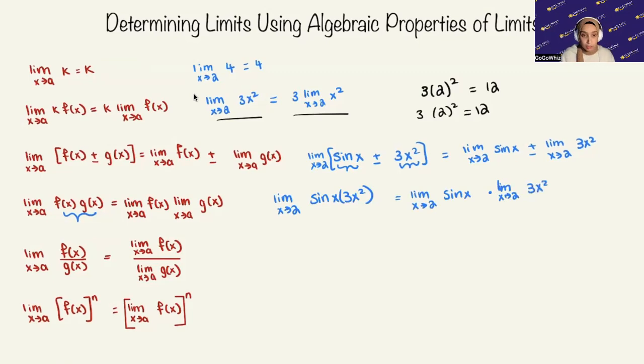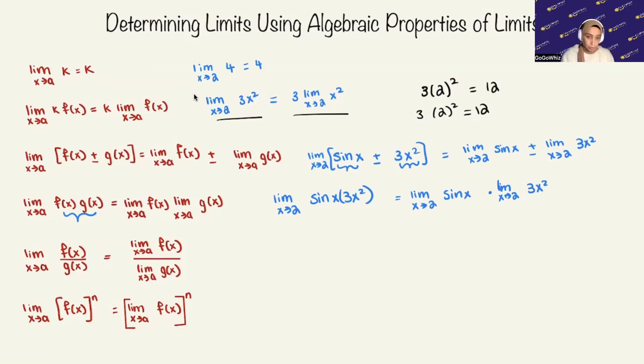So I split them up the same way I did with the addition and subtraction, and division works the same way. With division, if I want the limit of a quotient, or the limit of two functions being divided, it's the same thing as taking the quotient of those limits. So over here, you can see that I can split them up as well. Using the same example, I would have the limit as x approaches 2 of sine x on top, and the limit as x approaches 2 of 3x squared on the bottom.